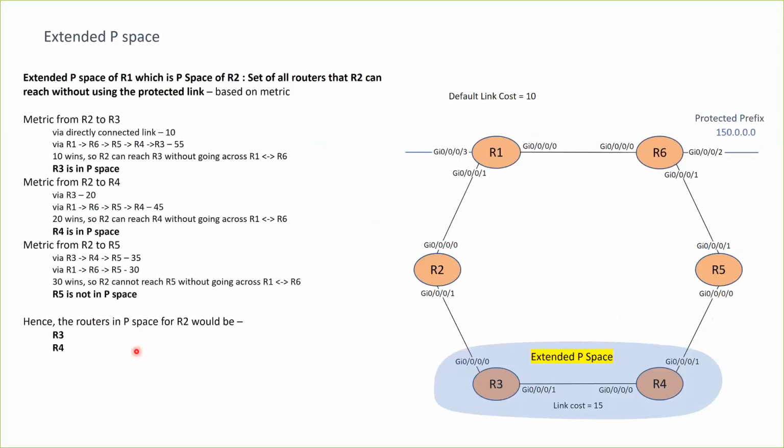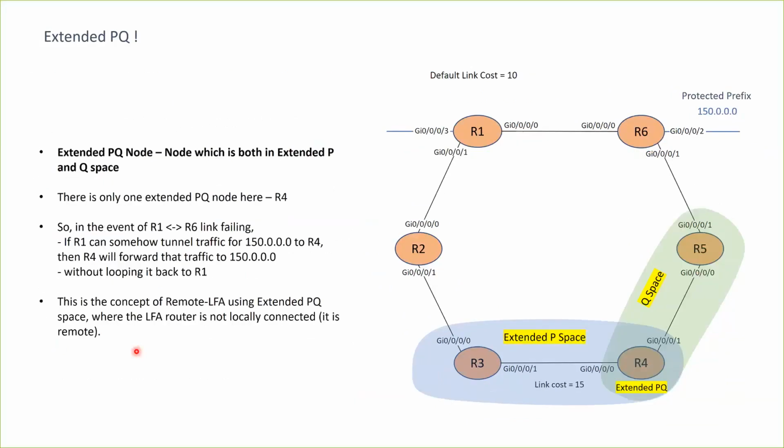So now you calculate P space from R2's perspective. It is R3, R4. Q space of R1 is anyway R4, R5. And then you have extended PQ, which is R4. So all R1 needs to do now is put the transport label of R4, the top label to reach R4, and then have a targeted LDP session between R1 and R4 so that R4 can advertise its label for the destination to R1. So the bottom label can be R4's label to reach the destination, and the top label is to reach R4. Alright, so again, this is a small extension to the existing PQ, becomes extended PQ.